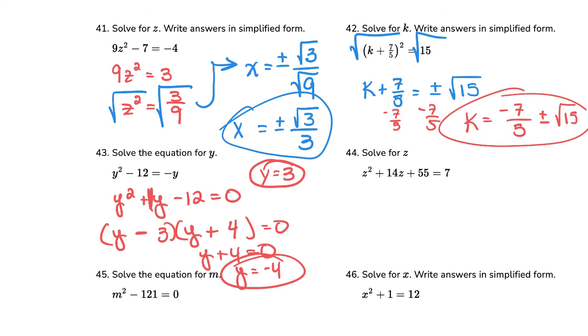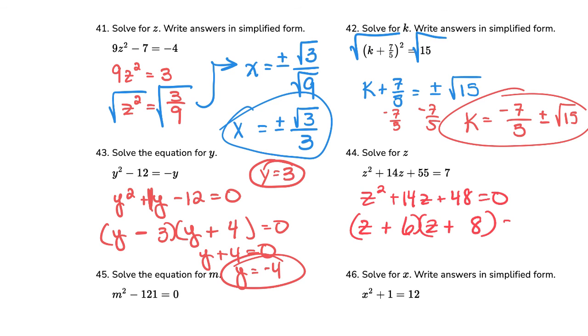Number 44, same thing, get it equal to 0. So I subtract 7 from both sides, which gives me 48, I believe. I factor, a is 1, so it's going to be simple. And to get 48: 2 and 24, 6 times 8 is 48, and if they're both positive, they add up to 14. Set it equal to 0 and solve it. Same thing, that's what I end up with.